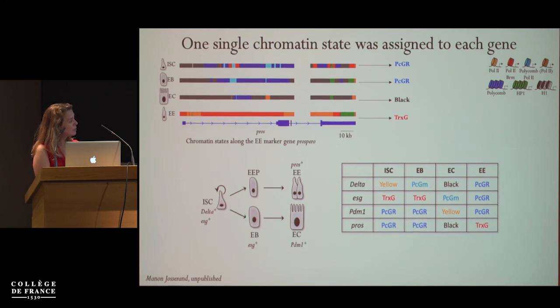Delta, as I mentioned before, is a stem cell specific gene. We see that in the stem cell it's in this yellow state and it's repressed in these other cell types. Escargot is a gene that's specific for the stem cell and enteroblast, and it's in this red active state in the stem cell and enteroblast, and becomes turned off by a polycomb mixed and polycomb repressed state in these other cell types. Similarly, PDM1 is an enterocyte-specific transcription factor. It's found in a yellow state in the enterocyte and in a repressed state in the other cell types. And again, Prospero is in this red state in the enteroendocrine cell and off in the other cell types.